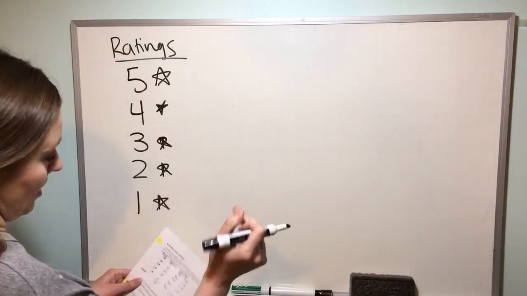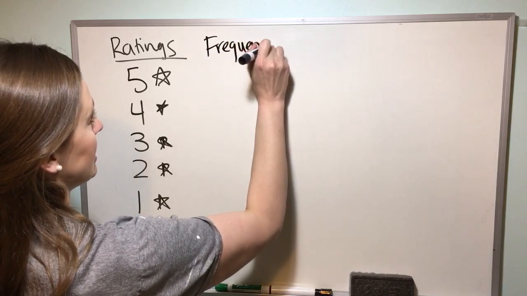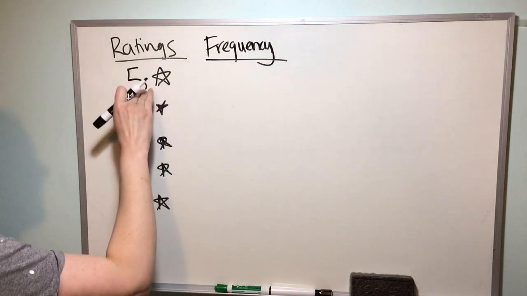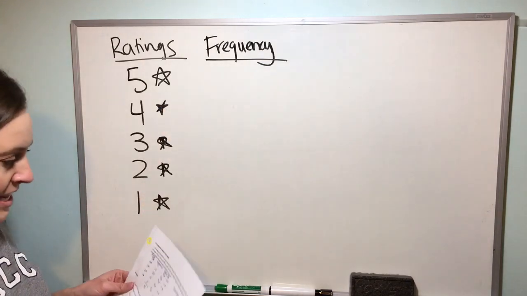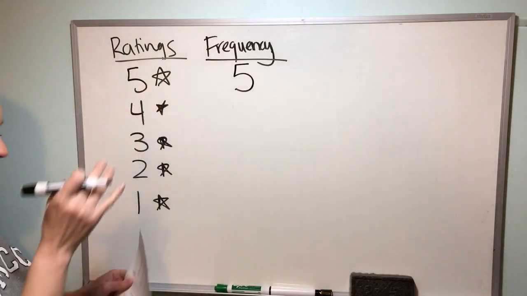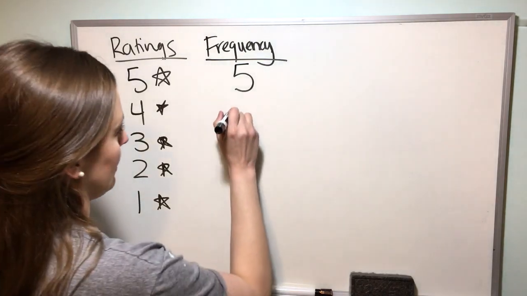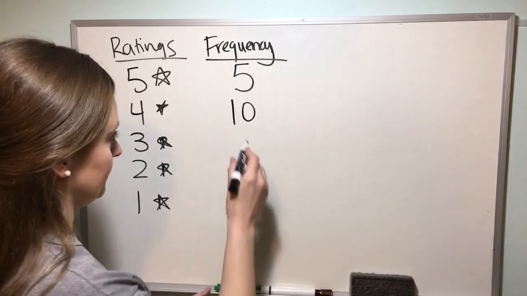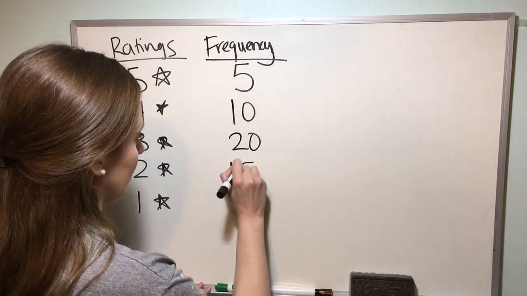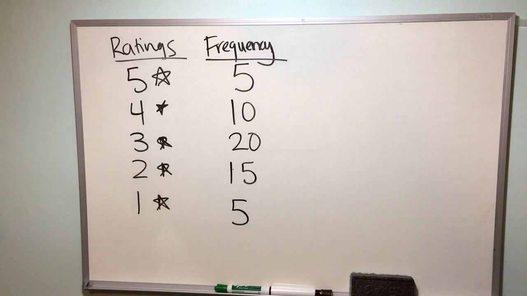So the next part in our frequency table is the frequency, meaning how many times does it happen? How many 5-star films are there? In the problem it says we have 5 five-star films. How many 4-star films? Just go on down the list and fill this in, and I'll do it quietly too. Okay, hopefully that's what you got.